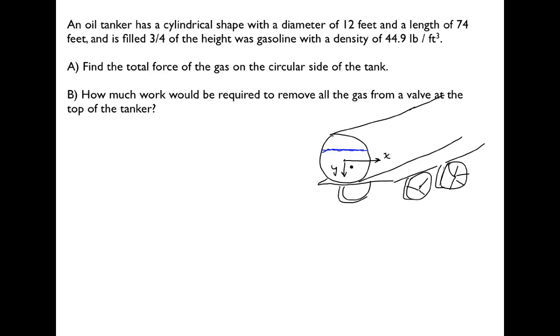So we're going to make our y equals 0 at the very center of the circle, and that will make our circular equation the easiest. For B, if the valve is at the top of the tanker, does that mean it's not touching where the gas is? Because it's only filled 3/4 of the way. So it has to be a pipe or something. Okay.